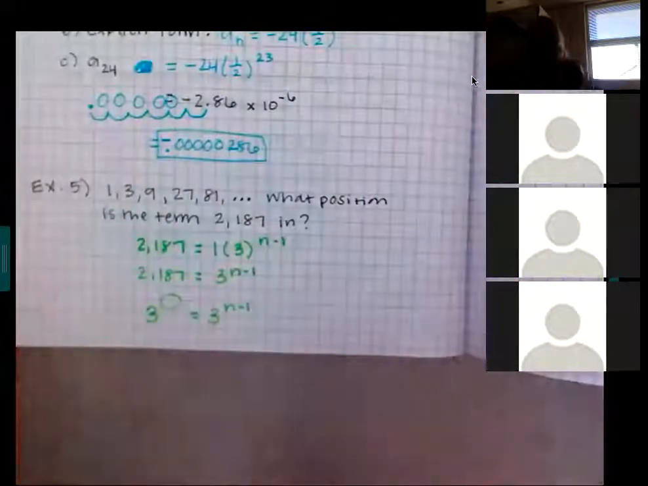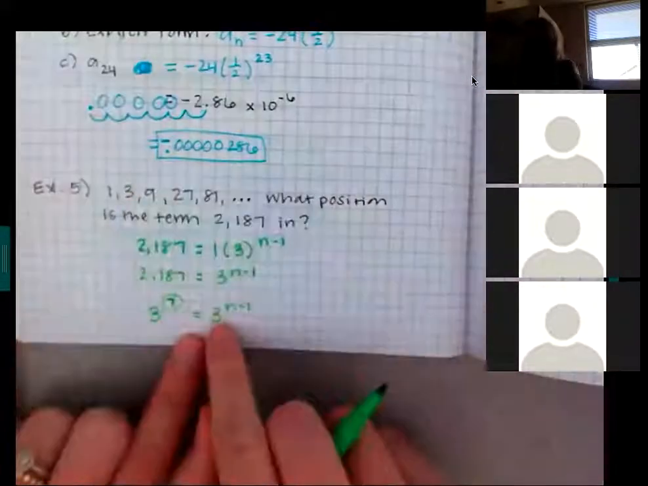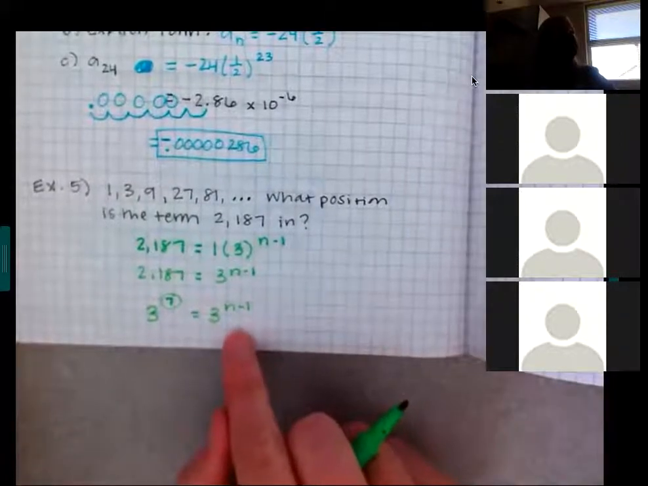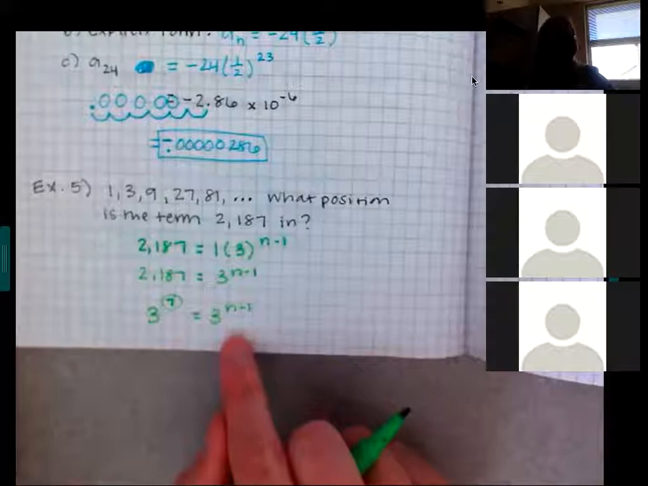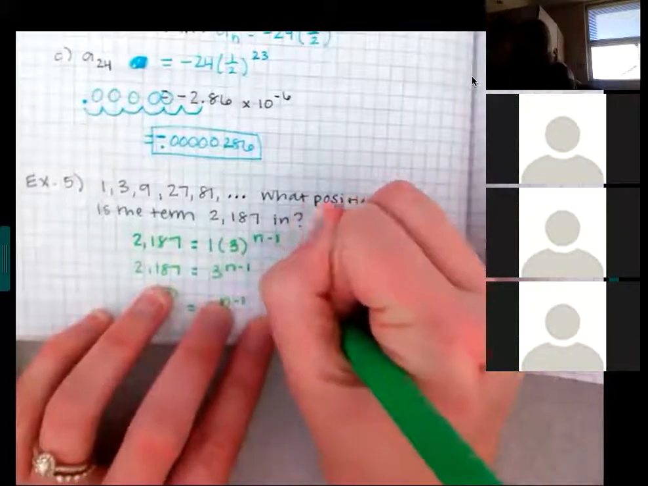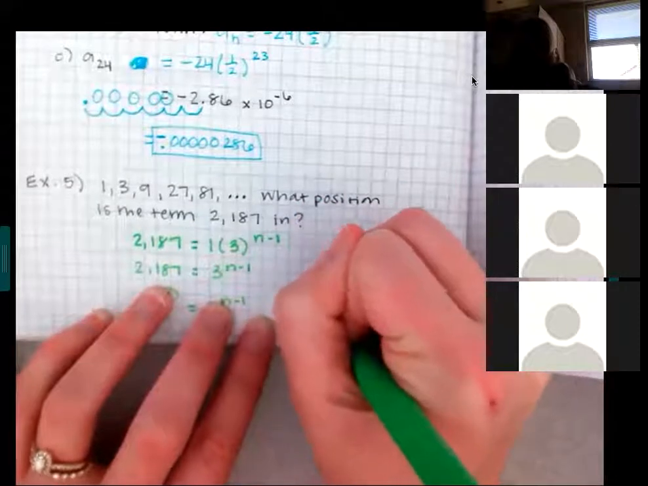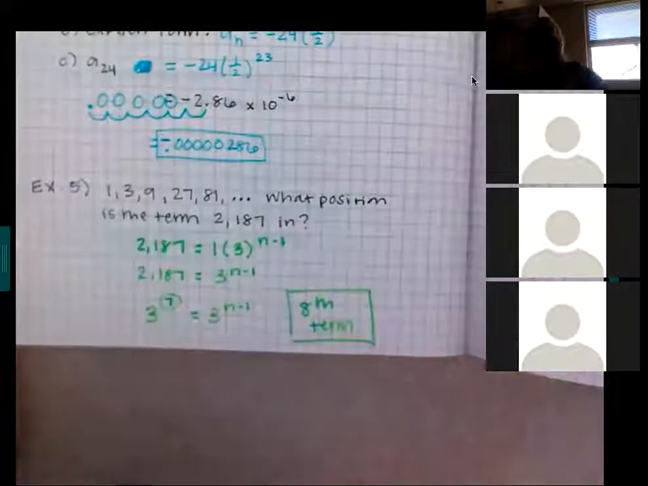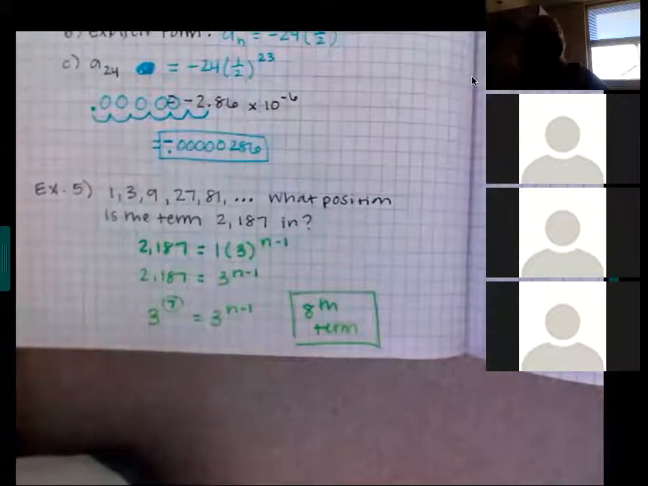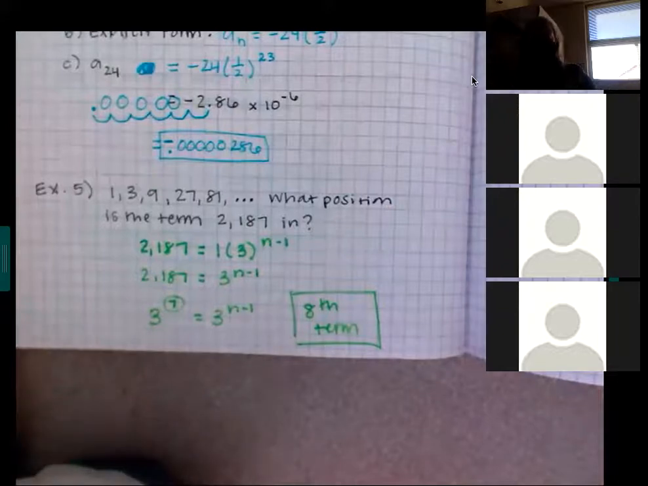So 3 to the 7th is what equals 3 to the n minus 1. Now here's where y'all will mess up. What does that mean n will be? 8. Good, Pradnia. So this term is the 8th term. If you want to take logs, you can. If you need to see that, come to office hours. But I honestly think guessing and checking for these is the fastest.